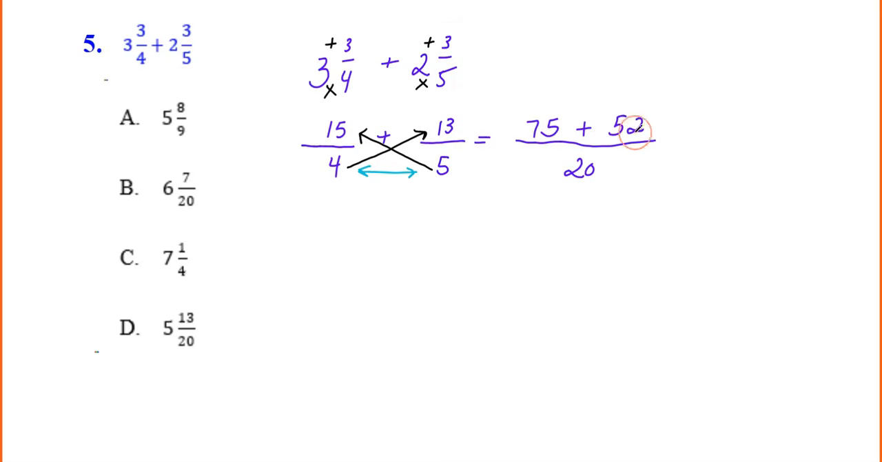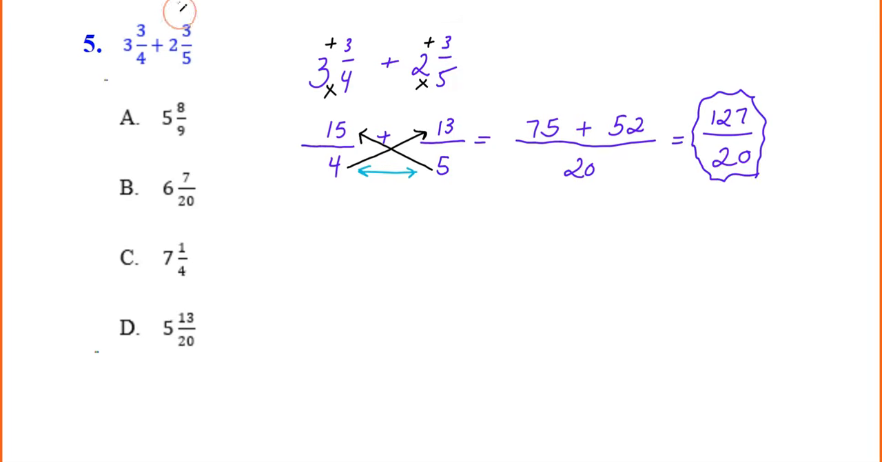Now let's just simplify this piece right here. I'm going to add 75 plus 52. 5 plus 2 is 7. 7 plus 5 is 12, so that's 127. When I add these two, over 20. Now I'm getting somewhere. I'm almost finished here. I'm going to see when I change these to mixed fractions, or to improper fractions, which one comes out to be this, and that'll be my answer.